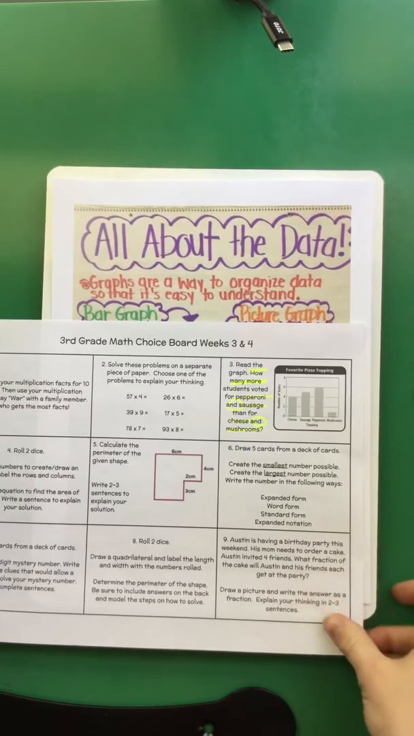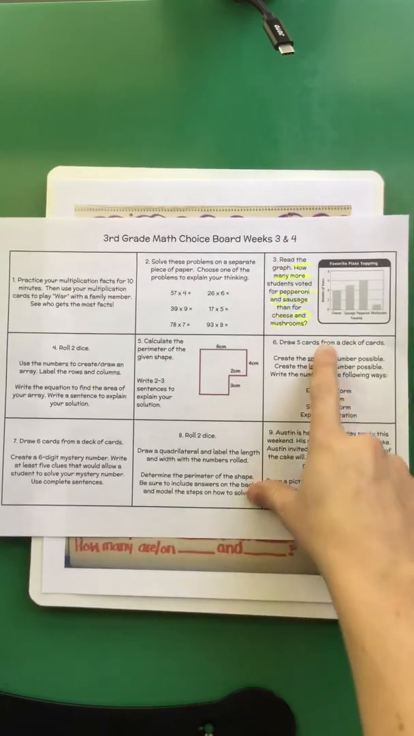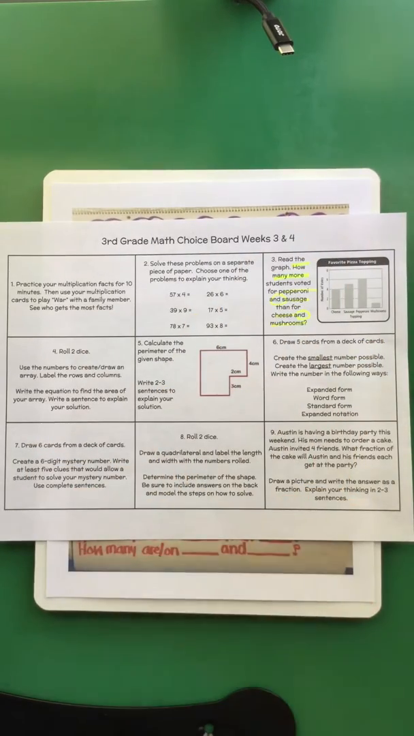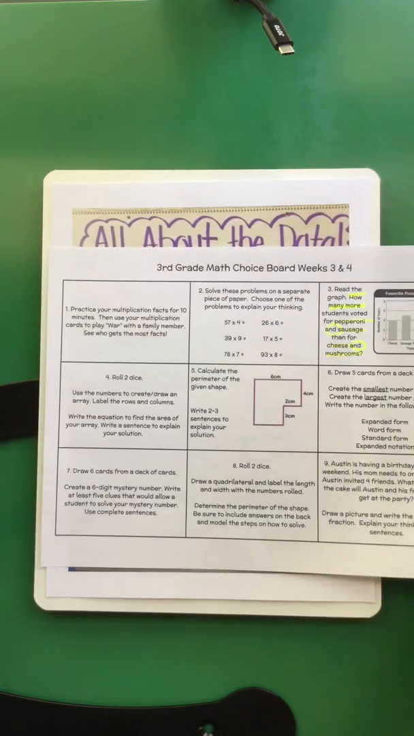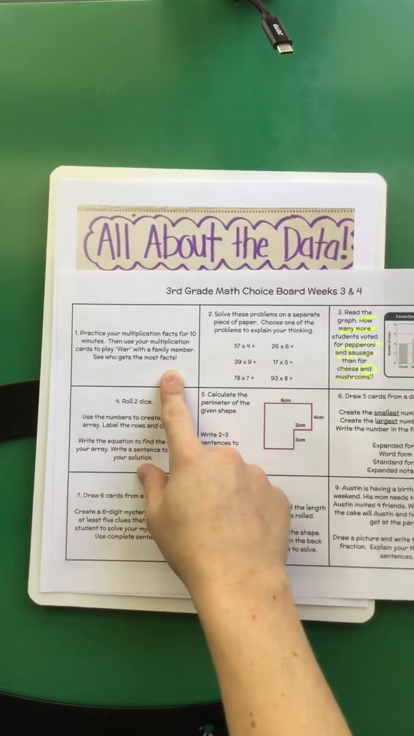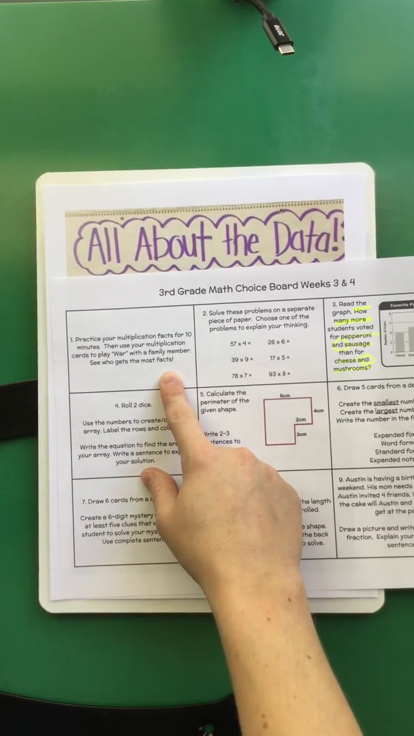So that is your graphing review for today. So today you're supposed to do box number 3, and then you can pick any other box that you want to do on your choice board, okay? So let's go ahead and look through each of these to make sure you know what you're supposed to do on each one. So number 1 says practice your multiplication facts for 10 minutes. Then use your multiplication cards to play war with a family member. See who gets the most facts.